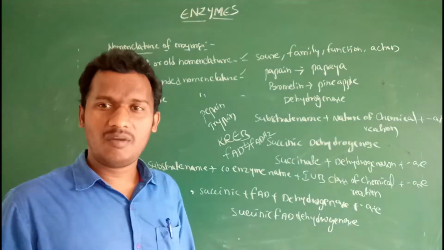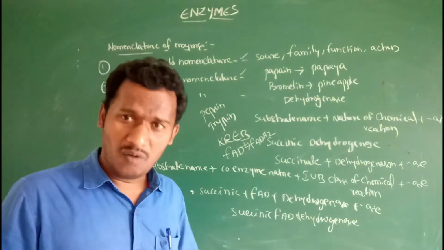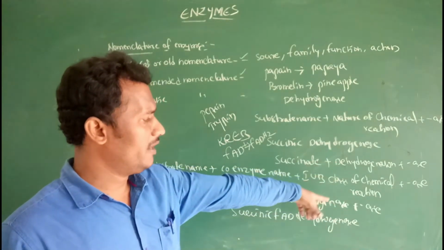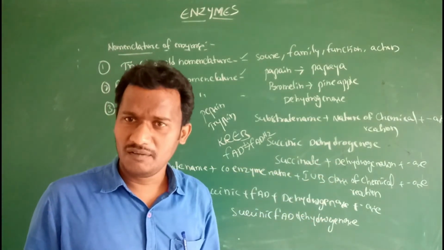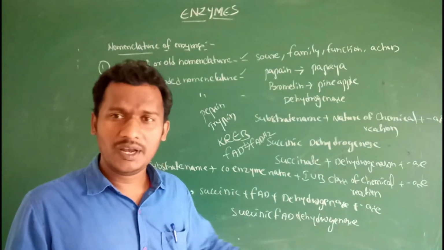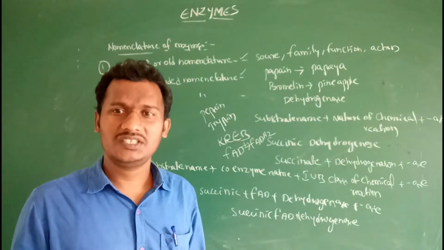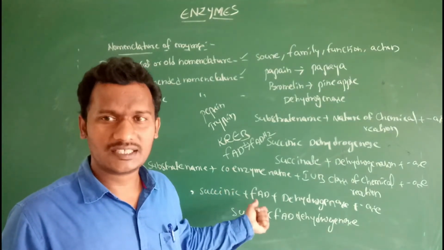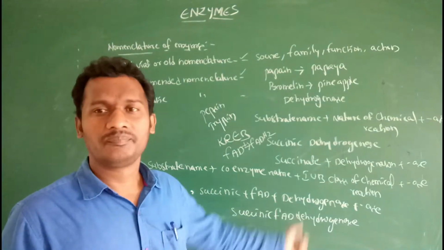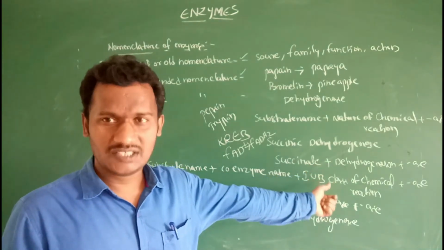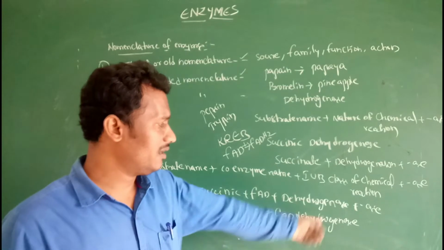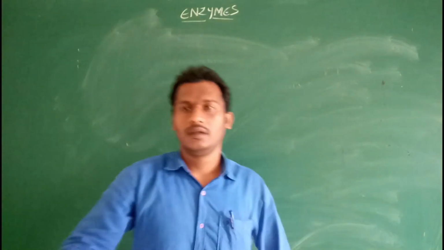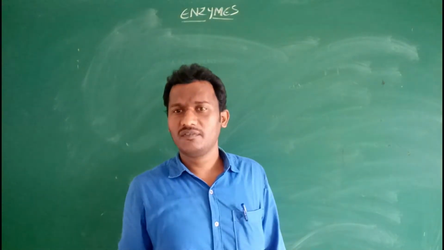So systematic nomenclature is a modern type of nomenclature. This nomenclature method was recommended by IUB, the International Union of Biochemistry. According to this nomenclature, each enzyme name has a substrate name. Next one, the coenzyme or cofactor type name. Next one, the nature or class of chemical reaction. Then the suffix word is "ase". Next one, classification of enzymes.